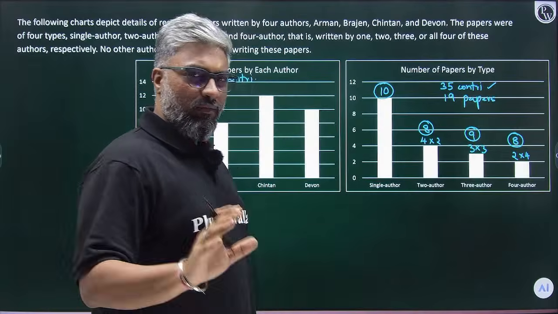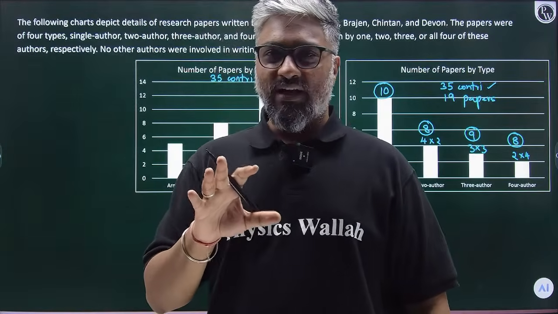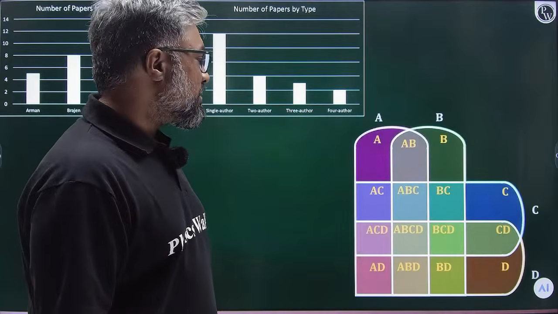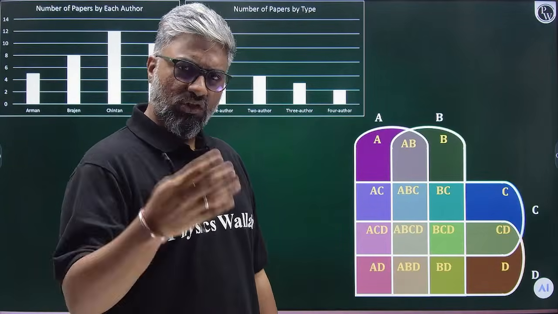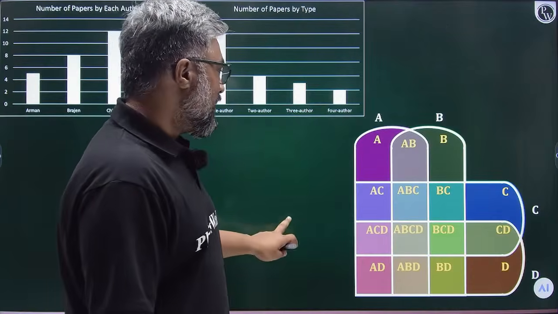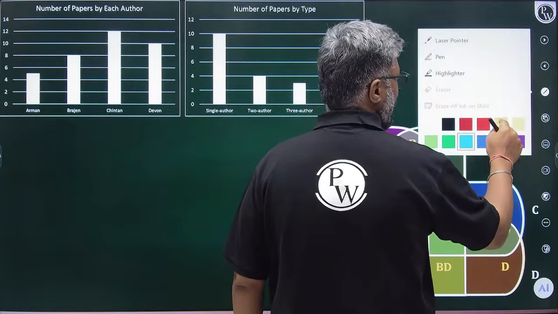Yes. So if you think about this, isn't this very close to a Venn diagram question? How so? 4 authors A, B, C, D. So it's going to be a 4 Venn diagram thing, right? 4 Venn diagram or 4 set Venn diagram.